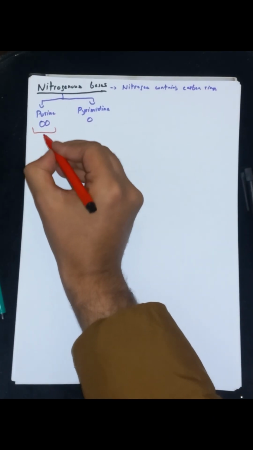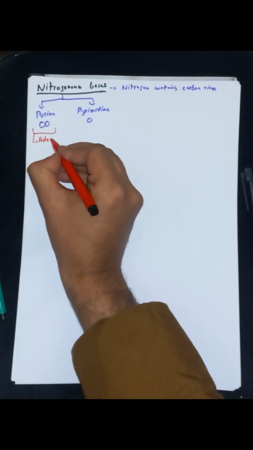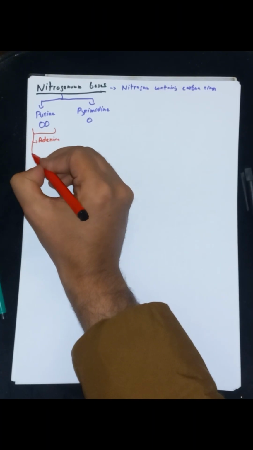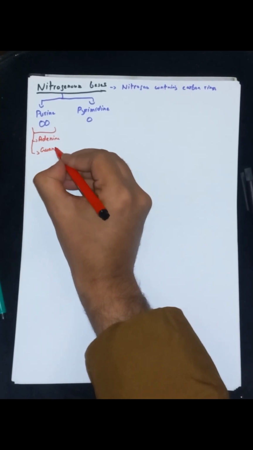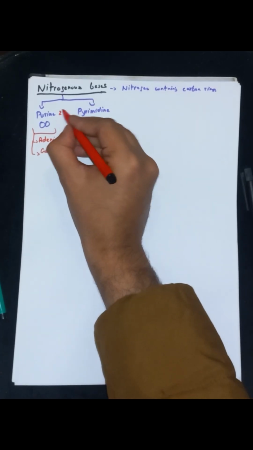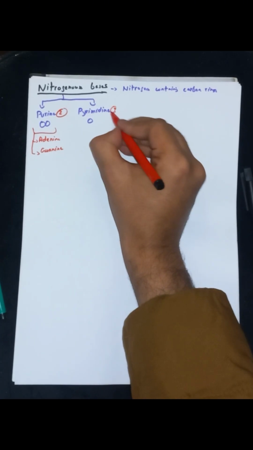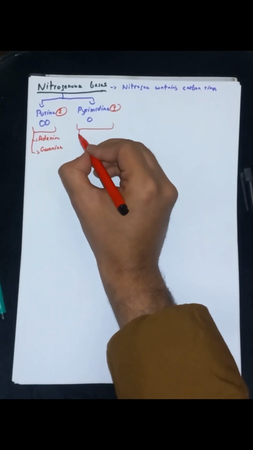Okay, so now what are the names of these purines? Purines include adenine and guanine. So there are just two purines. And there are three pyrimidines. So what are the names of these pyrimidines?